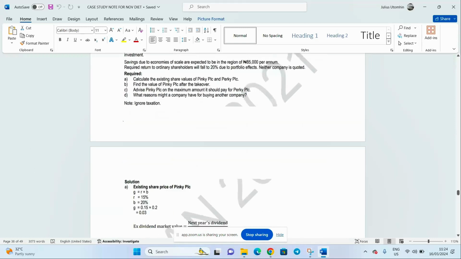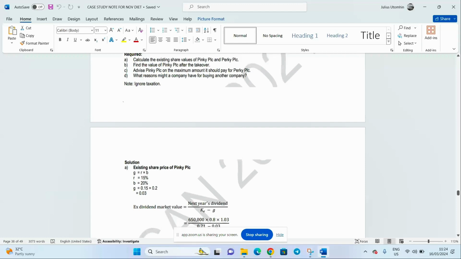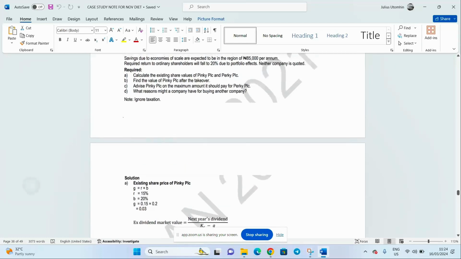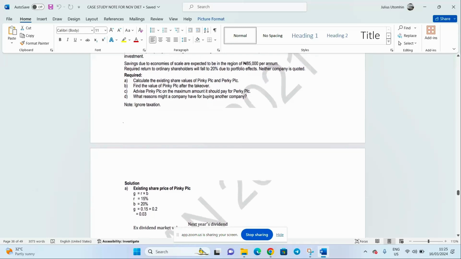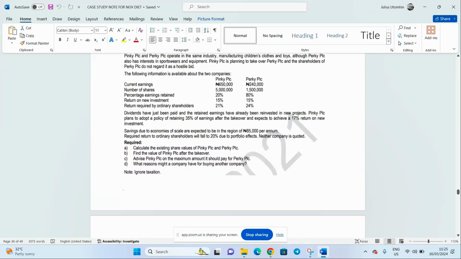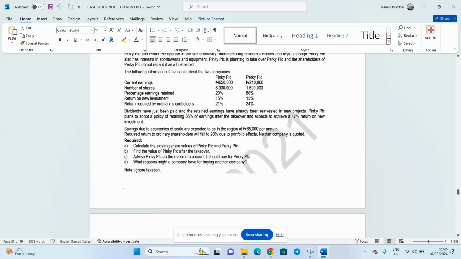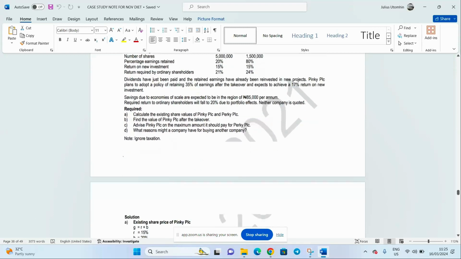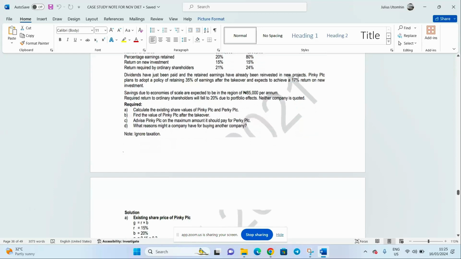All right. Solution. First and foremost, we need to calculate the growth rate for Pinky PLC. What is retained earnings percentage? On new investments, 15%. Required return by ordinary shareholders is 21%. Who can tell me what is cost of capital between 15 and 21?